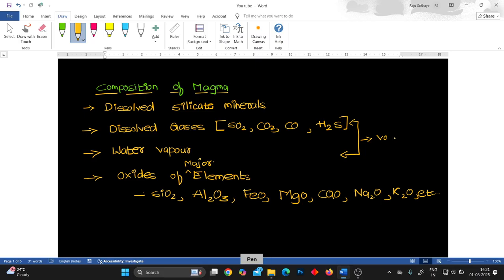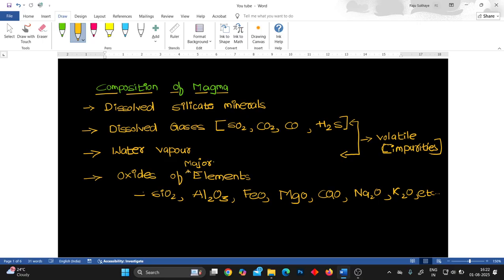Okay, I can call it the volatiles. Volatile means impurities. It consists of dissolved gases like what we have mentioned here, and water vapor. This I can call the volatiles also.